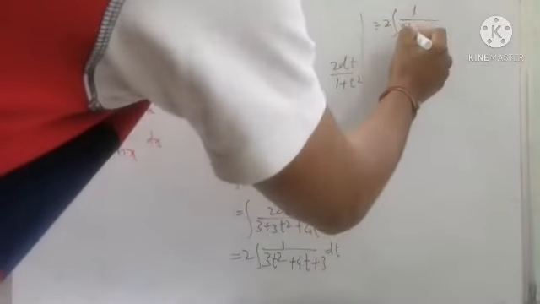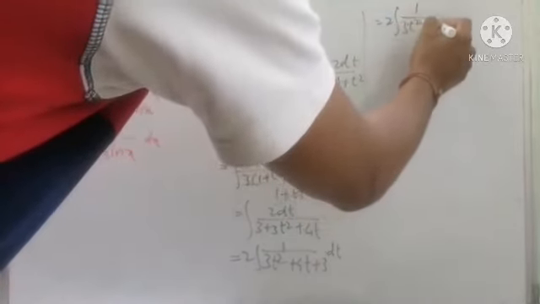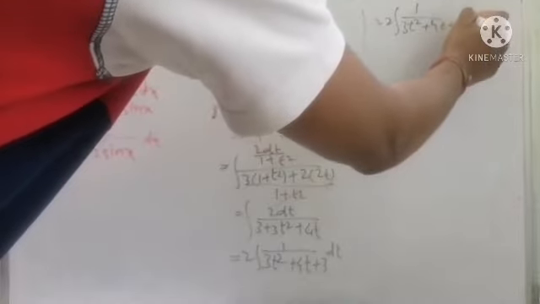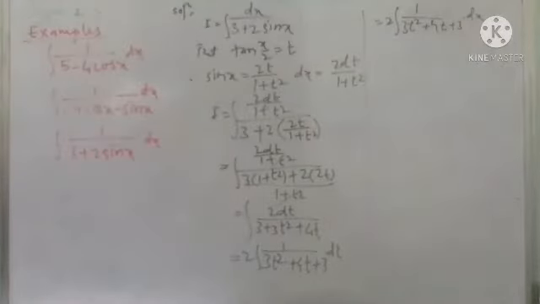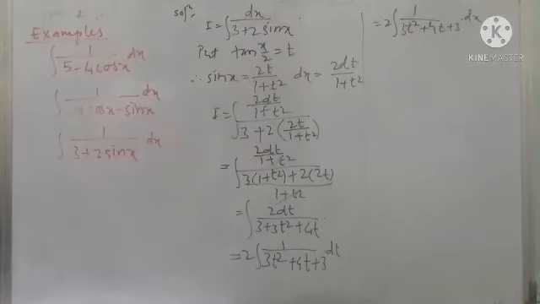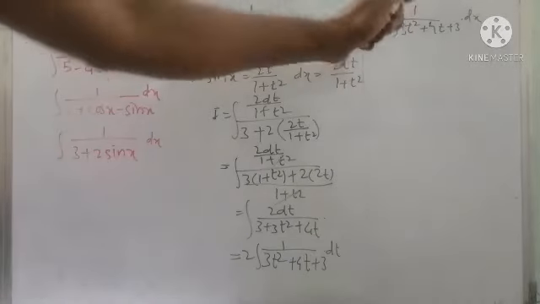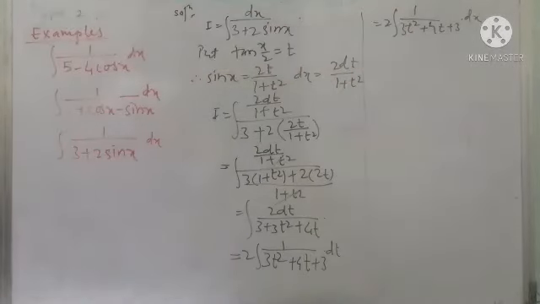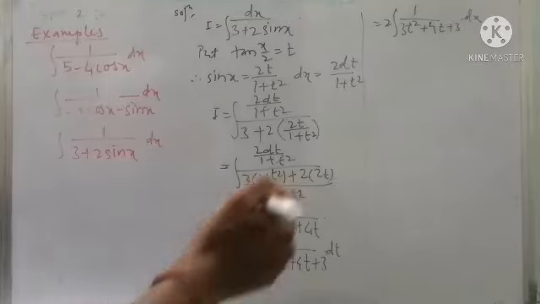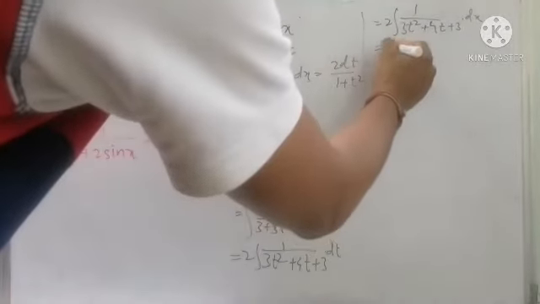Now observe this integral: it contains 1 in the numerator and a quadratic polynomial in the denominator, that is 3t square plus 4t plus 3 into dt, which is a type 1 integral, as the denominator is a quadratic polynomial which contains a term of t also. So we have to solve this type 1. In type 1 we know the first step is always making the coefficient of the square term equal to 1. So here it is 3, so we have to take 3 common in the denominator, and as 3 is a constant, we take it outside the integration.